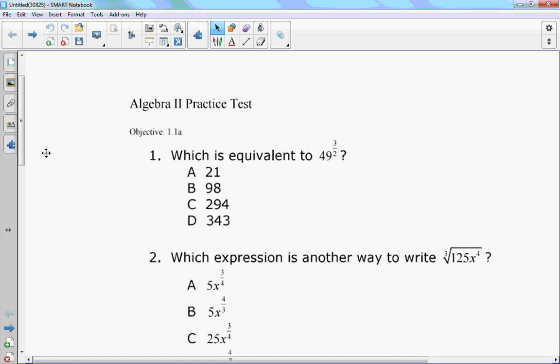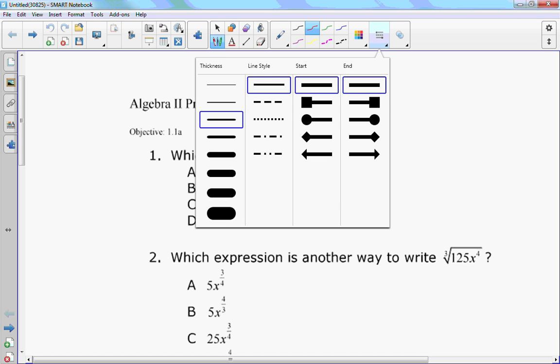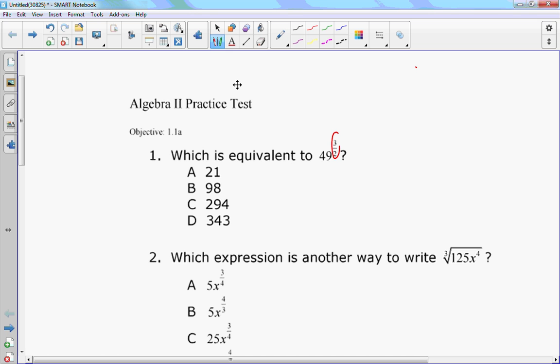Okay. Can anyone tell me how to do this without the calculator? A lot of you are just using your calculator, but you can use your calculator on the state test, so I guess that's fine. But how do you do this without a calculator? What does this rational exponent actually mean? This 3/2, what does it actually mean?